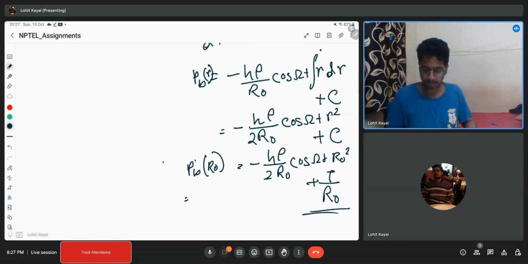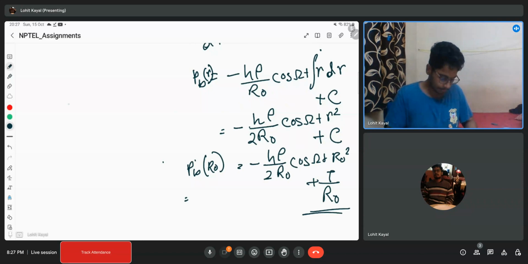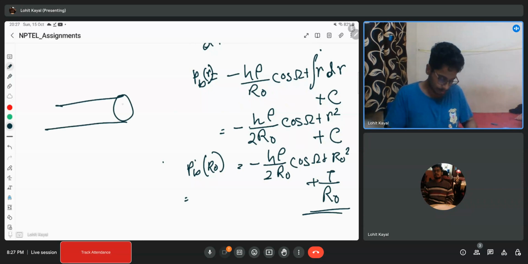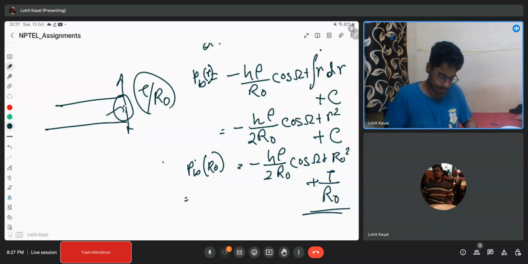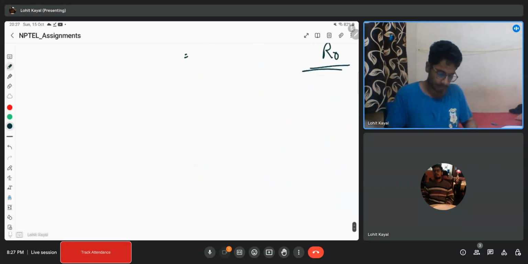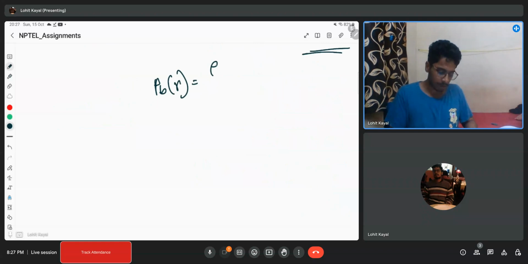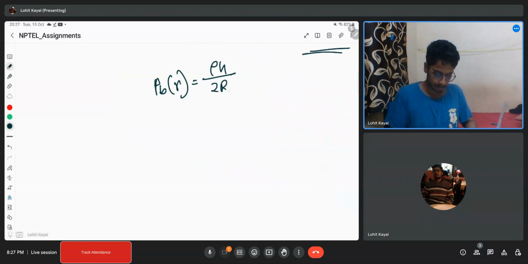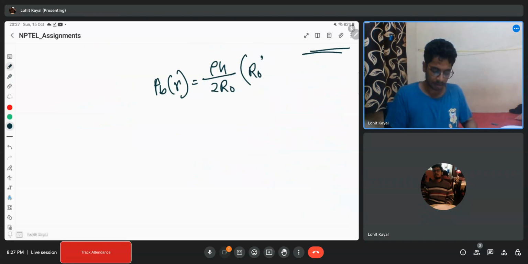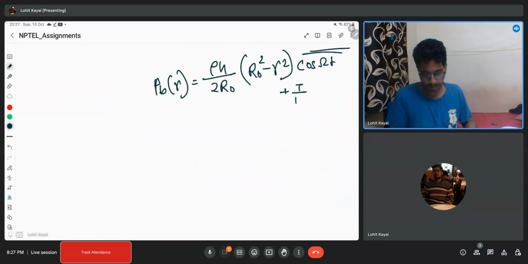This term will add in the equation, because at the base state there will be one T by r naught term by default, because the interface is curved. So your final Pb of r will be rho h by 2 r naught, r naught square minus r square, cos omega t plus T by r naught.